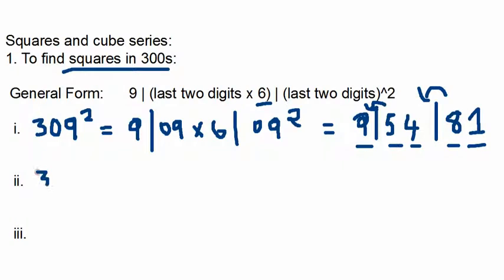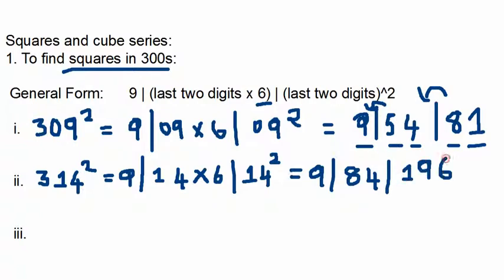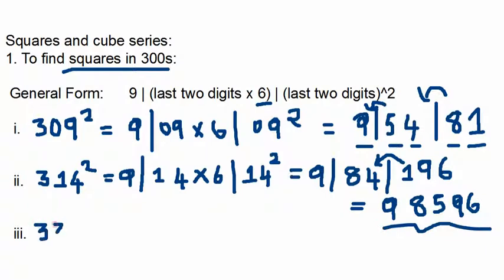See the general form: it is 9, last two digits into 6. See the pattern here. In the previous case, for the 200s, to find the square it is last two digits into 4. Now for 300 it is last two digits into 6. Once again we take another example, 314 square. Do the steps. Since it is 196, we just carry over the 1 towards the left hand side, and we get the answer as 98596.